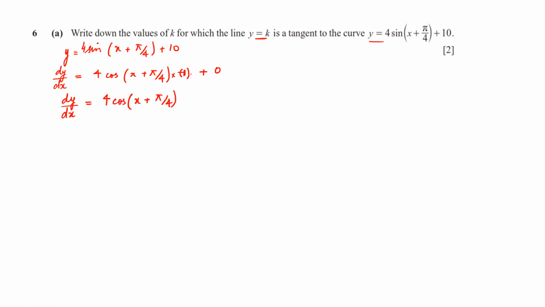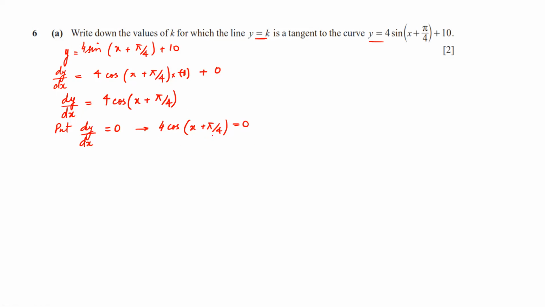This is the derivative. The second step is put dy by dx equals to 0. So if we put dy by dx equals to 0, this comes out to be 4 cos of (x plus 5 by 4) is equal to 0. So here, basically, we have to find out for what values of x this whole function will be 0.